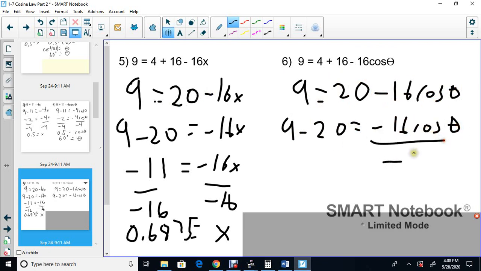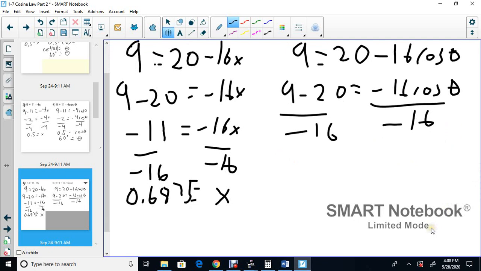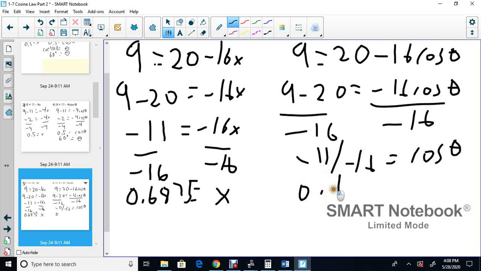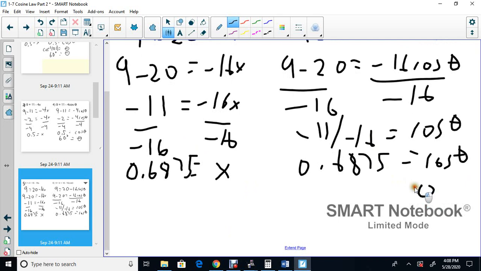You divide by negative 16. Whoops, I should have got negative 11 divided by negative 16 there. Divided by negative 16 equals cosine theta, and I get 0.6875 equaling cosine theta. It's like the exact same thing, but you have one extra step.